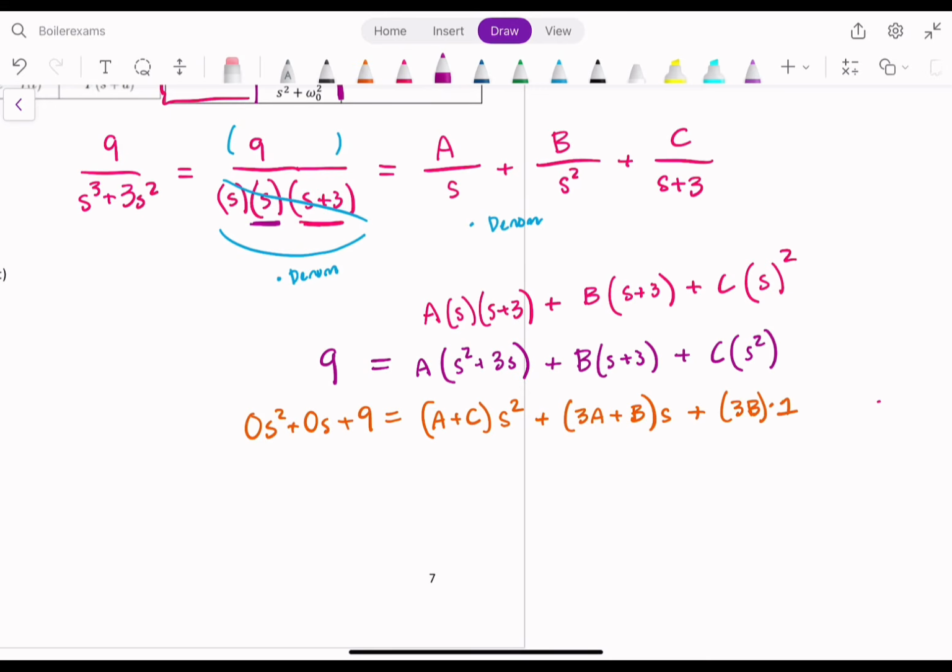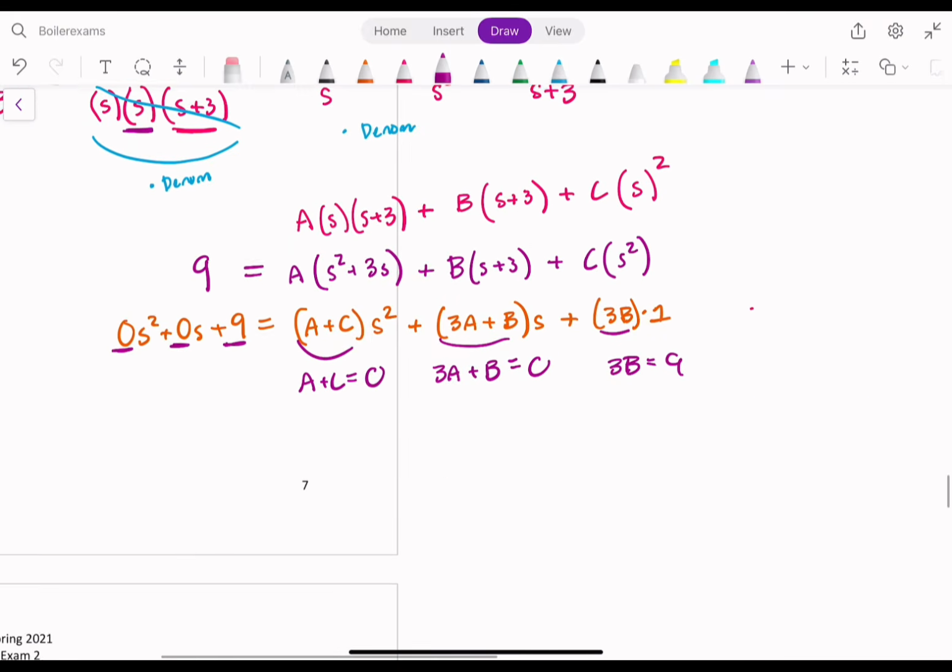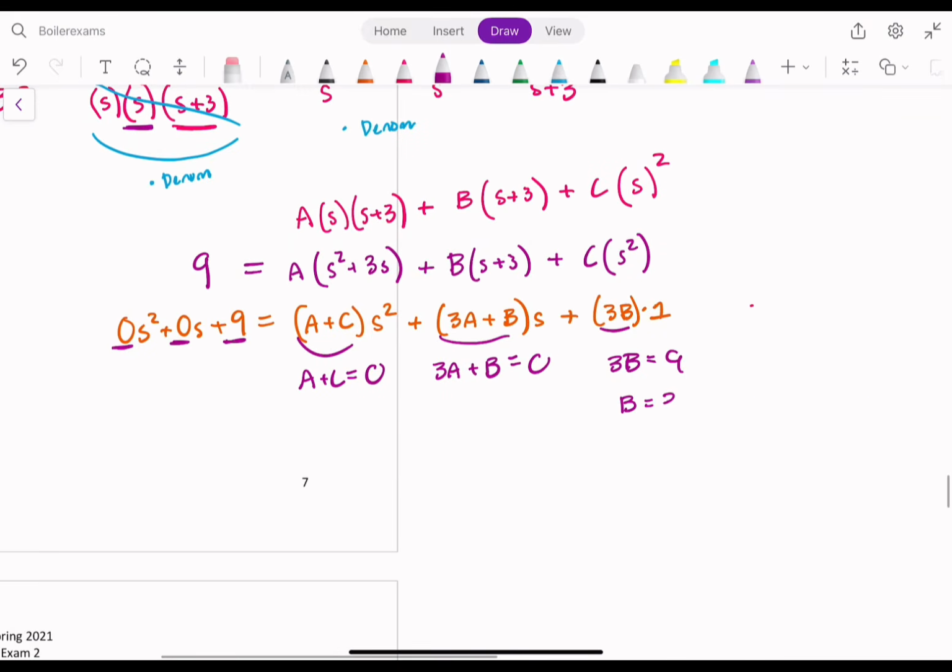And so we know that A plus C is equal to the coefficient on s squared, and therefore A plus C is equal to 0. Then the same thing for this 3A plus B term. 3A plus B is also equal to 0. We have no terms of s in our numerator, and so this is also equal to 0. And then 3B is equal to 9. So right off the bat, we know that B is just equal to 3.